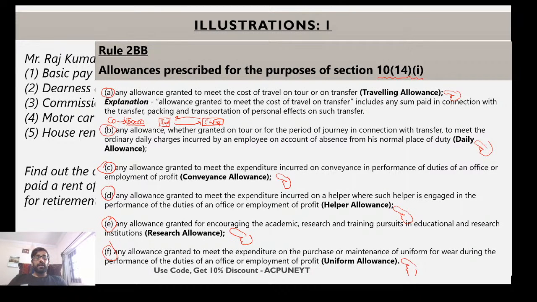So if you are able to utilize this complete 50,000 rupees for traveling purpose, for official traveling purpose, then this full amount is going to be exempt.